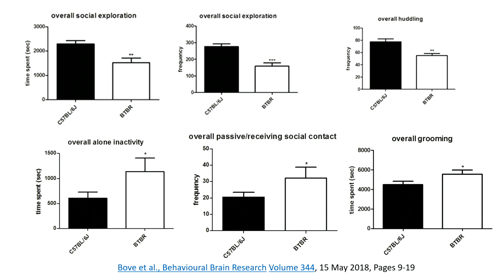A few years ago, we already characterized this mouse strain from a behavioral point of view, and as you can see, we found an overall decreased social exploration, either in time spent or in the frequency, in BTBR males, as well as a decrease in overall adding. Also, we found an increase in overall alone inactivity, such as an increase in passive receiving social contents and overall grooming. And this work was done in males.